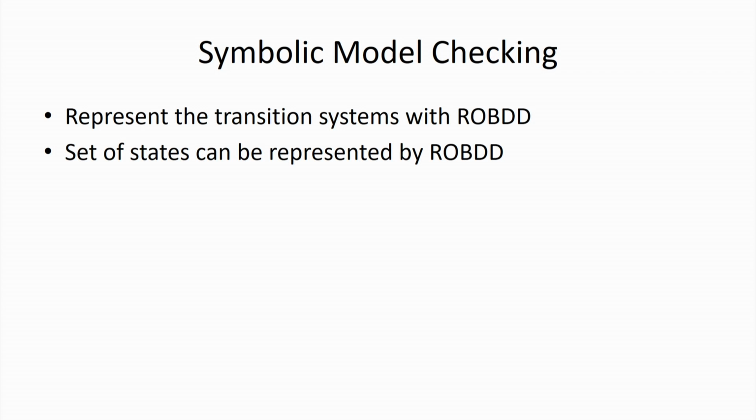Okay. Now, already we have seen that ROBDD can be used to represent the transition system, because we are dealing with a transition system which is a finite state machine with an additional property, the labeling function, and we know how to represent all those things. So, this transition system can be represented with the help of ROBDD.